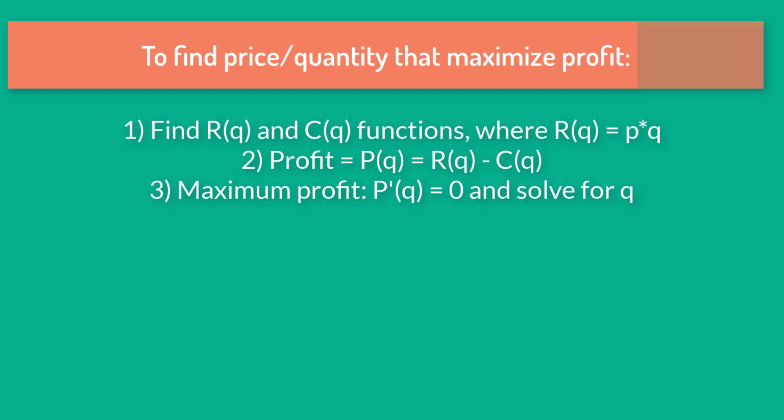using calculus. First, find the total revenue and cost functions. Note that we might need to use the demand function to derive the total revenue function. Next, find the profit function by subtracting revenue and cost. Then use the first derivative of the profit function to find the profit maximizing price.